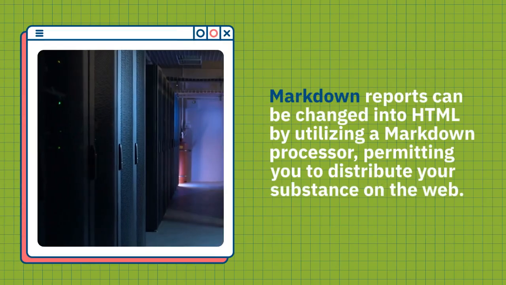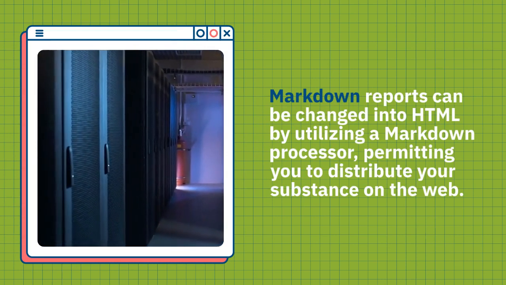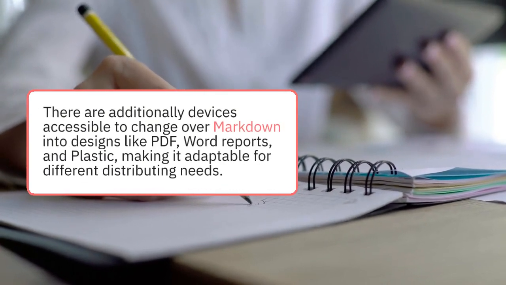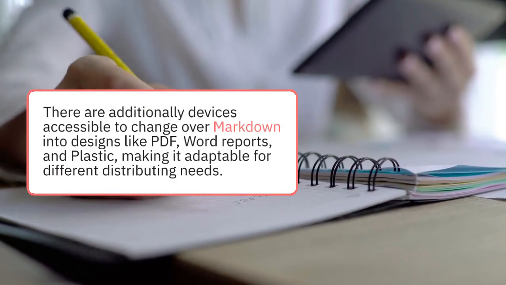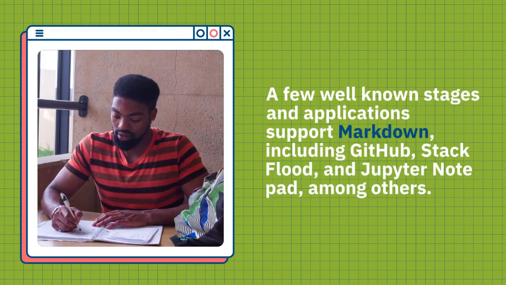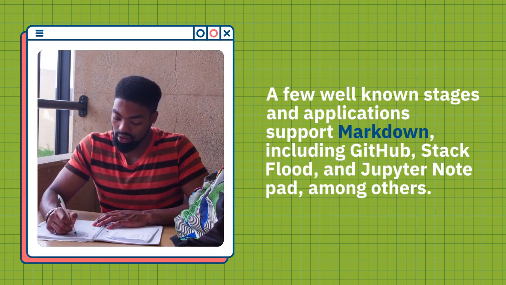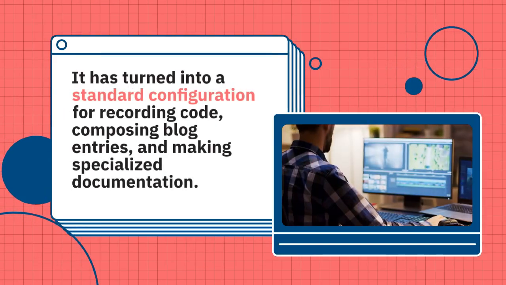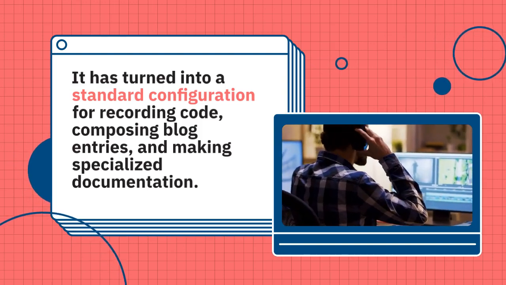One of the key highlights of Markdown is its capacity to convert easily into different formats. Markdown documents can be converted into HTML by using a Markdown processor, allowing you to publish your content on the web. There are additionally tools available to convert Markdown into formats like PDF, Word documents, and plastic, making it adaptable for different publishing needs. A few well-known platforms and applications support Markdown, including GitHub, Stack Overflow, and Jupyter Notebook, among others. It has become a standard format for documenting code, writing blog posts, and making technical documentation.